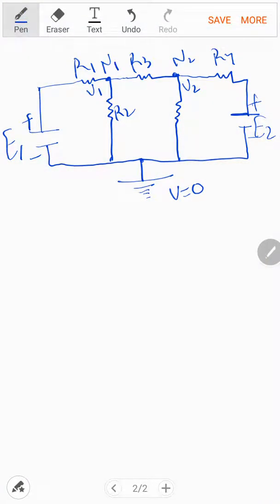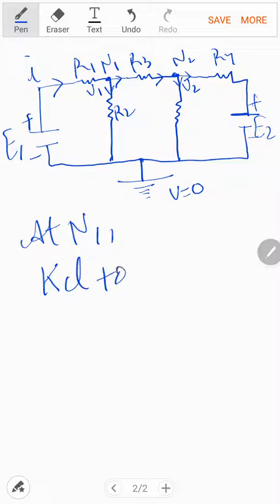Now, first we will calculate. Suppose here the current is I, then it will get divided near node 1, and the resultant current will flow through node 2 and that current will also be divided. So at node 1 we have to apply KCL, that's Kirchhoff's current law, and Ohm's law. So how will we apply it?